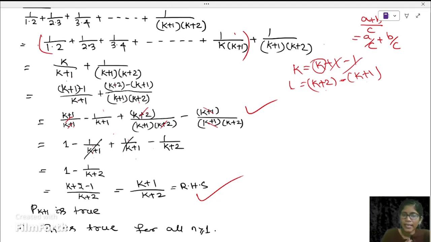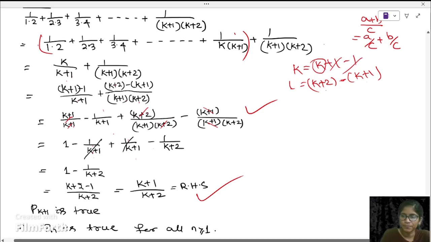Now, Pk plus 1 is true. Okay. So, Pn is true for all n greater than 1. Okay.